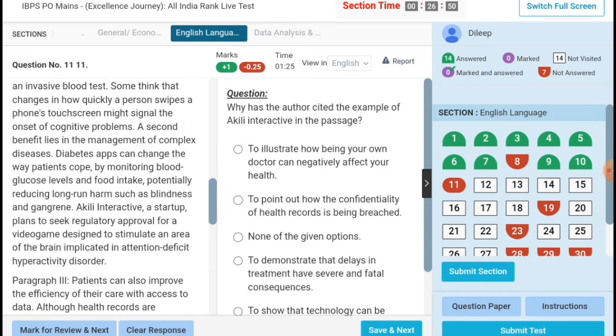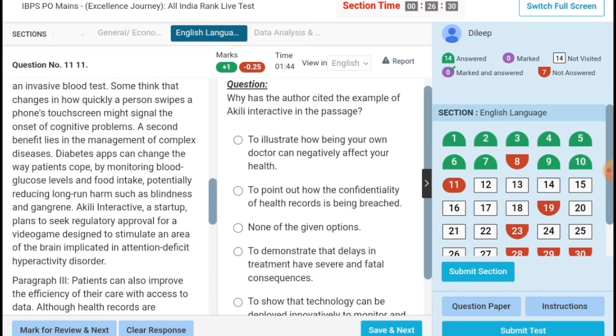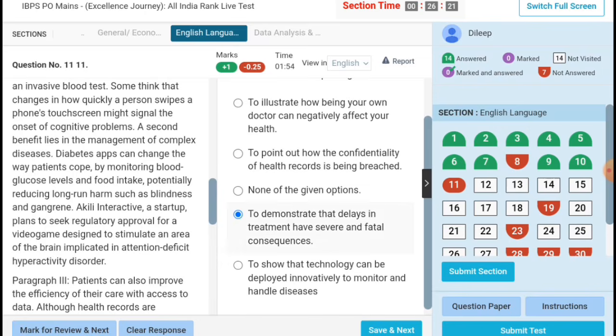Startup plans to seek regulatory approval for a video game design. Implement attention deficit disorder. Startup plans to seek regulatory approval for video game design. Hyperactivity disorder.